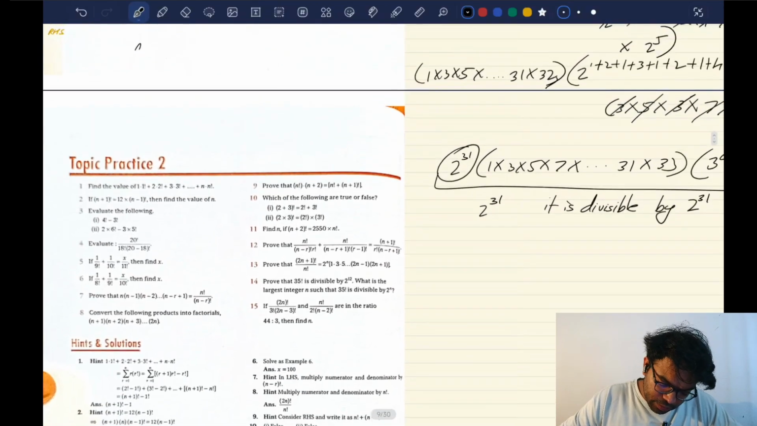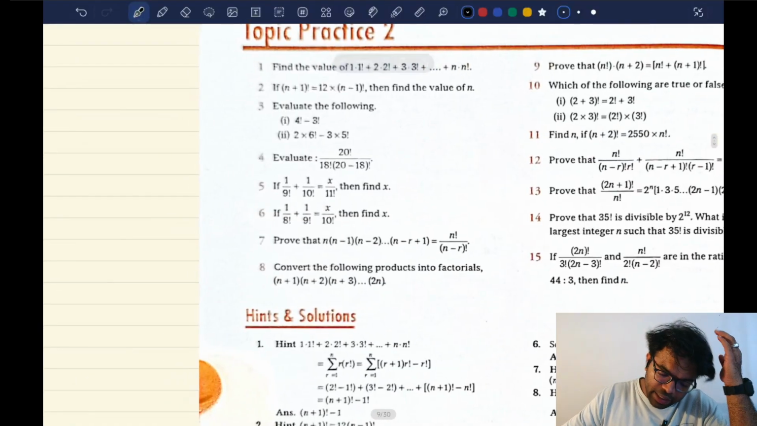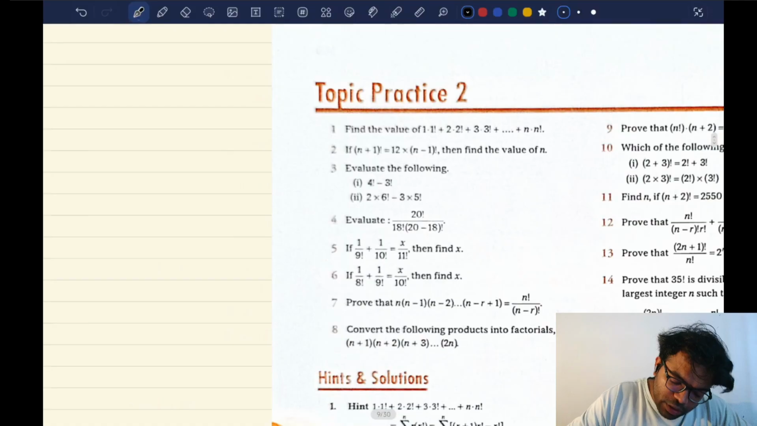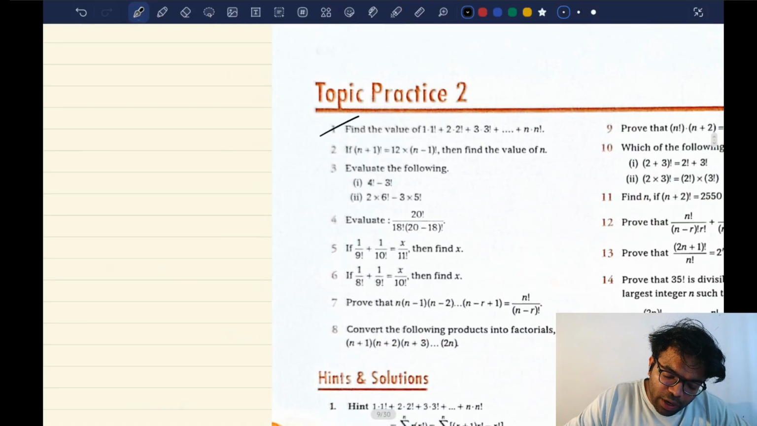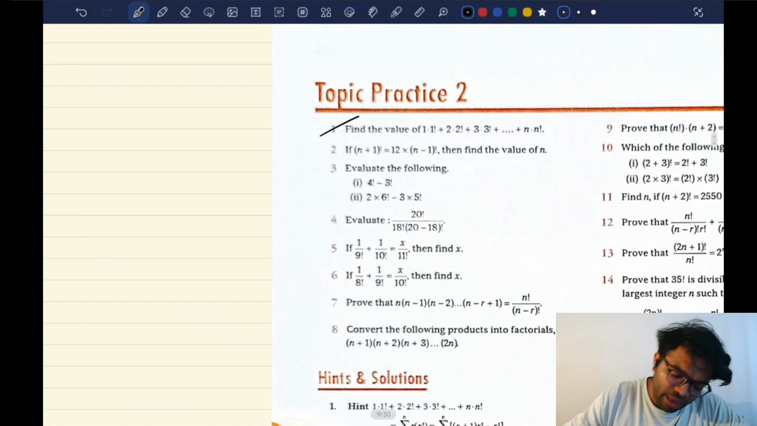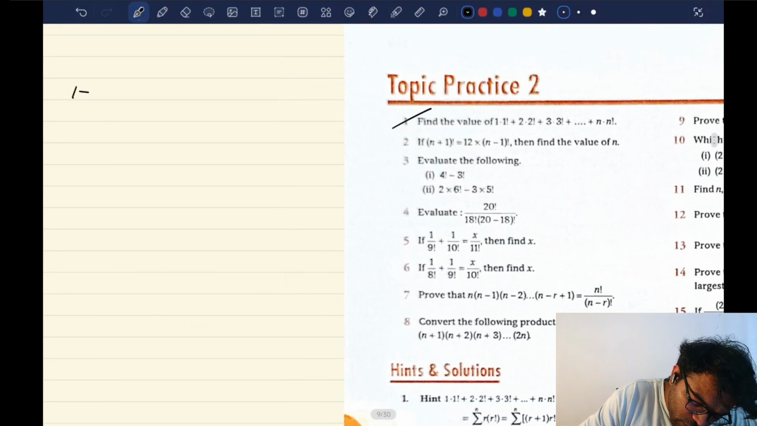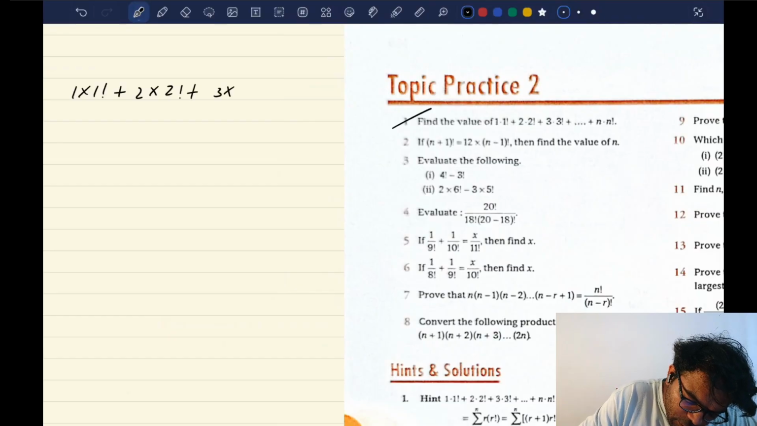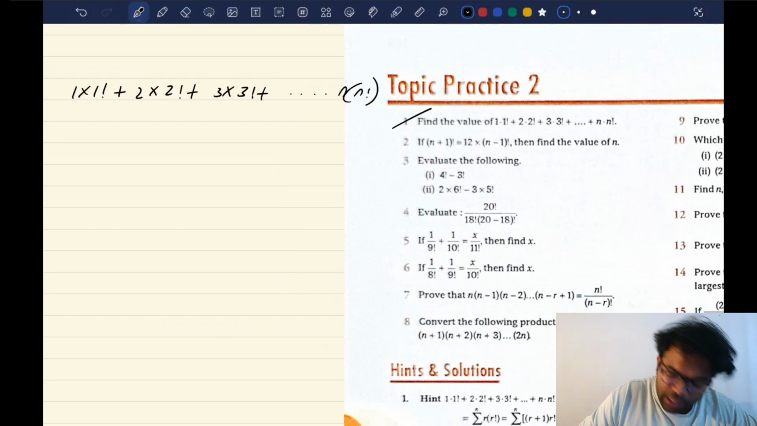Okay, let's actually do these questions. These are, I think, very important questions. So first one, find the value of 1 into 1 factorial plus 2 into 2 factorial plus 3 into 3 factorial plus dot dot dot n into n factorial. What will the value be, Drupad? How can you do this? Try this out.